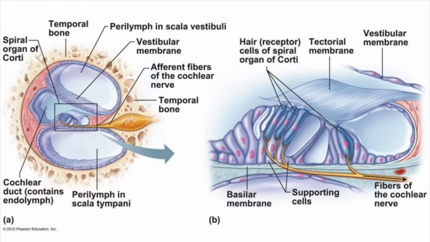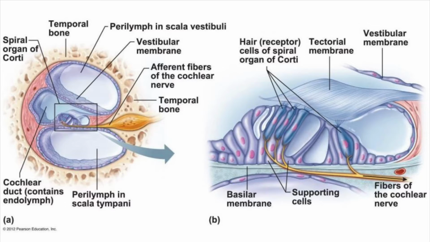So basically, continuing on what I was saying before, the pressure waves have entered the oval window and they are traveling now through the scala vestibuli. As you can see, it's the top compartment. Then these waves are going to vibrate on the vestibular membrane, which causes the waves to enter the cochlear duct. And as these waves enter the cochlear duct, they're going to hit the tectorial membrane that you can see on the right. It kind of looks like a blue wave.